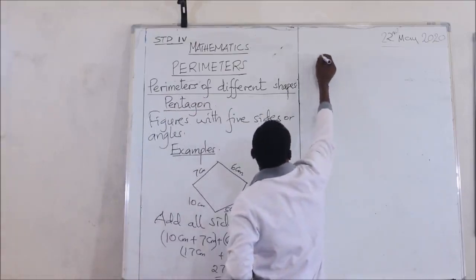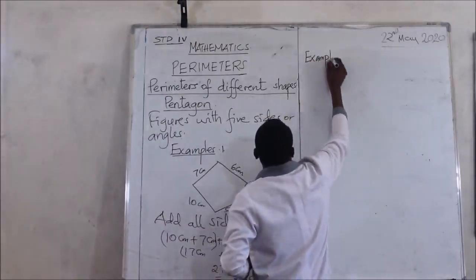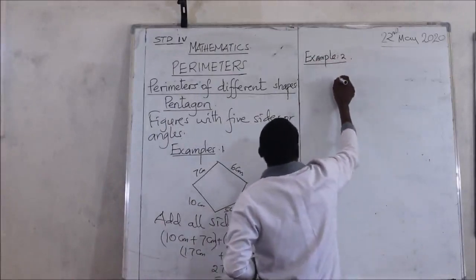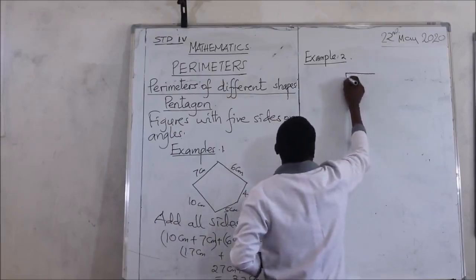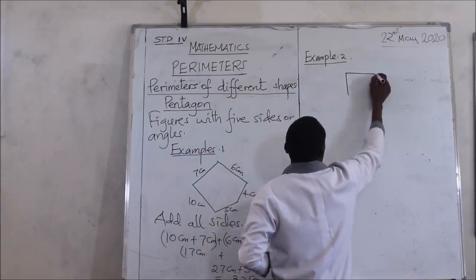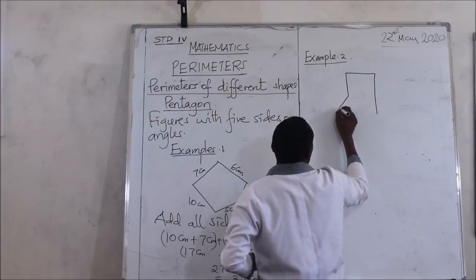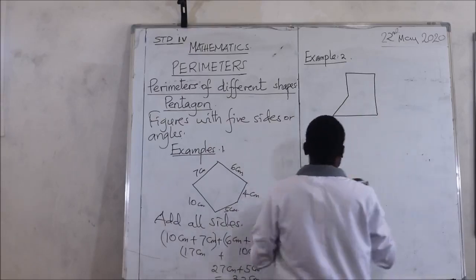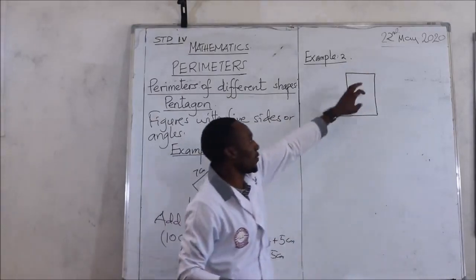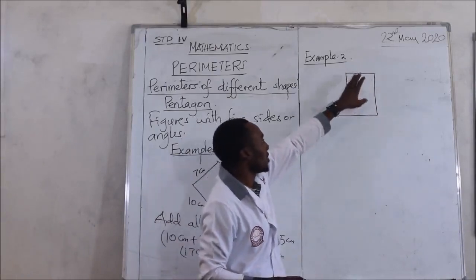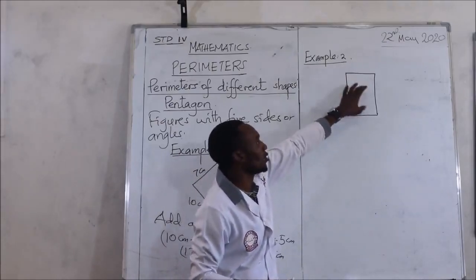Example number 2. Now look at this figure. We said a pentagon is a figure with 5 sides or 5 angles. So we look at this figure. This is a pentagon because the figure has 5 sides or 5 angles.